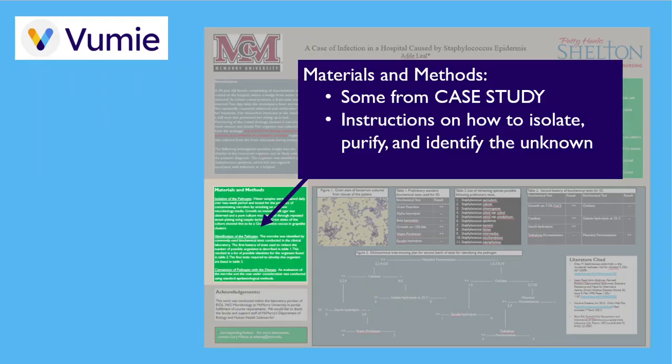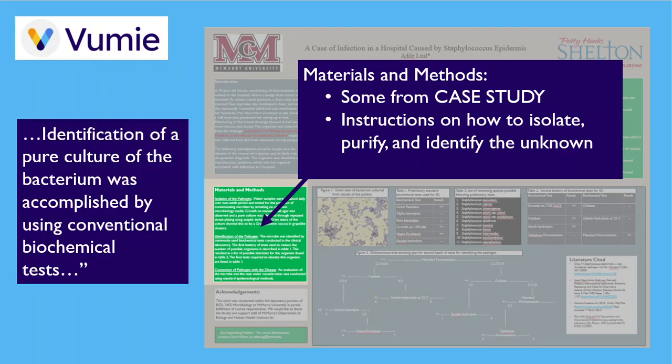The materials and methods. This is the second thing that you will put in here. Begin your materials and methods with information from the case study about the source of the isolate, whether it's blood, cerebrospinal fluid, exudates, you name it. And then how the microbe was isolated and purified.